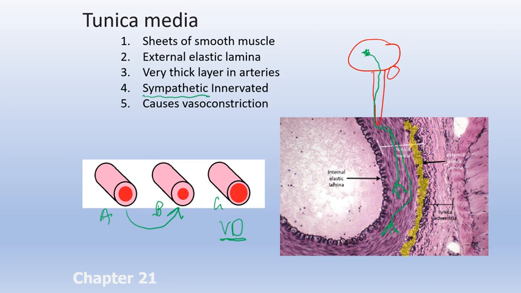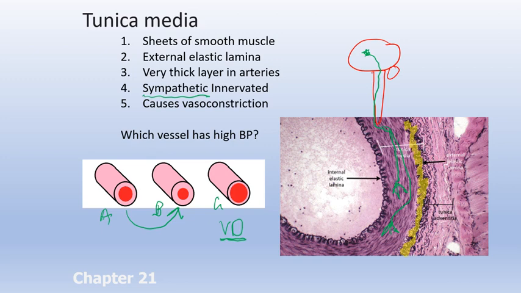So, like I just said, the tunica media, its basic purpose is to cause vasoconstriction, and that can make the vessel smaller, but we also know that in the aorta close to the heart, vasoconstriction just helps the aorta retain its shape.